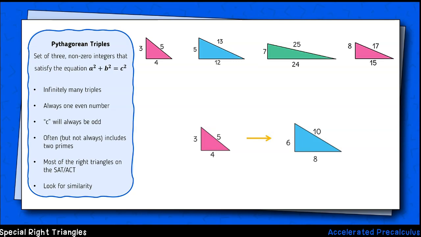Here are a few other fun facts. There will always be one even number in the trio. C will always be odd, and prime numbers like to make an appearance. These are often worth memorizing because they pop up on the SAT and similar standardized tests.